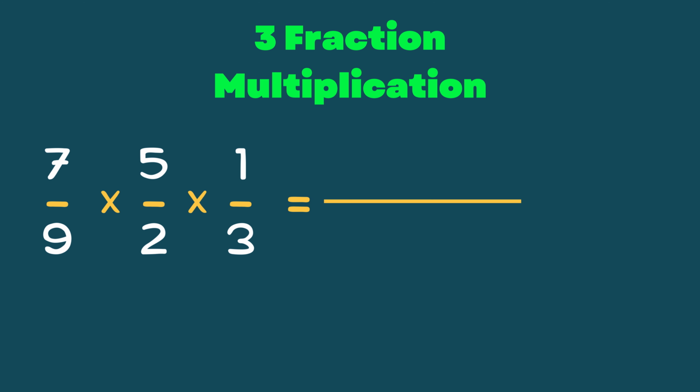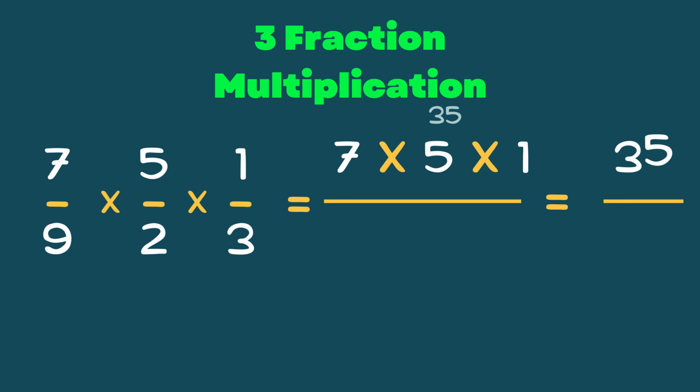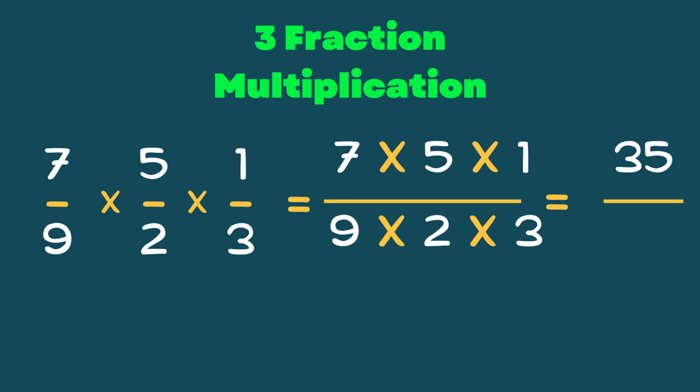Let's do this. On top, 7 multiplied by 5 equals 35, and 35 multiplied by 1 equals 35. On the bottom, 9 multiplied by 2 equals 18, and 18 multiplied by 3 equals 54. So, 7 by 9 multiplied by 5 by 2 multiplied by 1 by 3 equals 35 by 54. That's it. It works with as many fractions as you want. Just multiply the tops and the bottoms, and boom, you've got your answer.